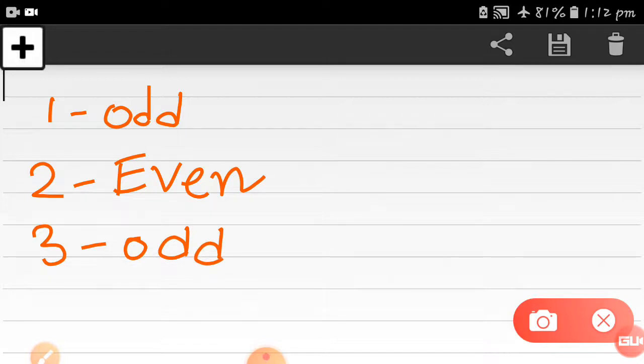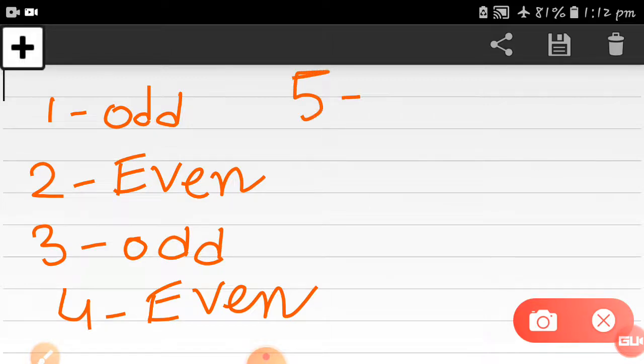Even numbers are also alternate. If 2 is even, then 3 is not even. Now here number 4 is even. See this: 1 is odd, then 2 is even. 3 is odd, 4 is even. Number 5, this is odd.